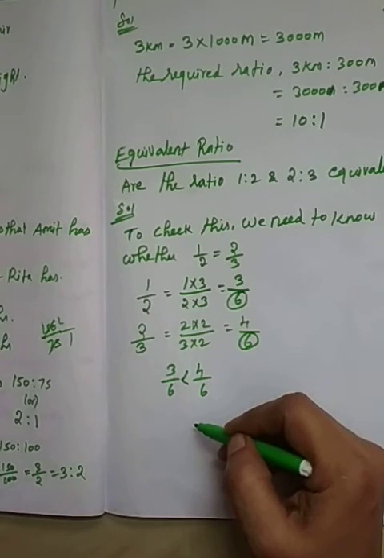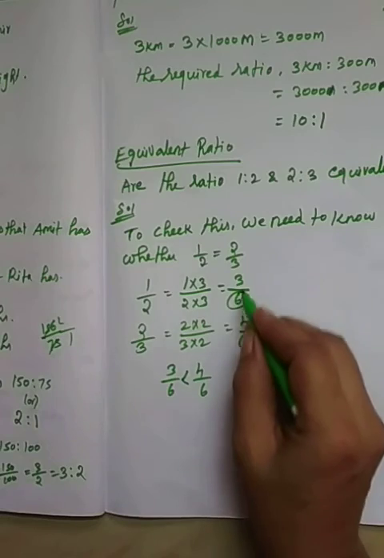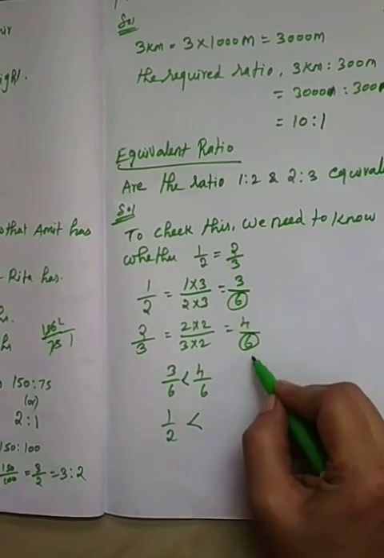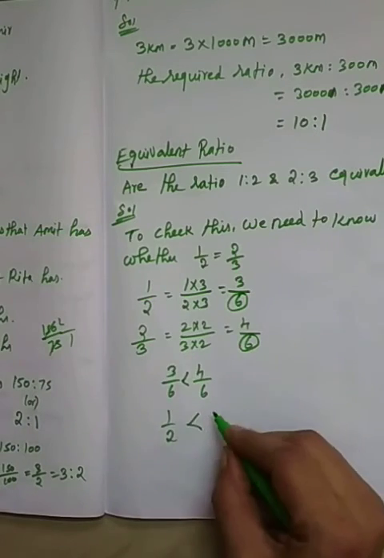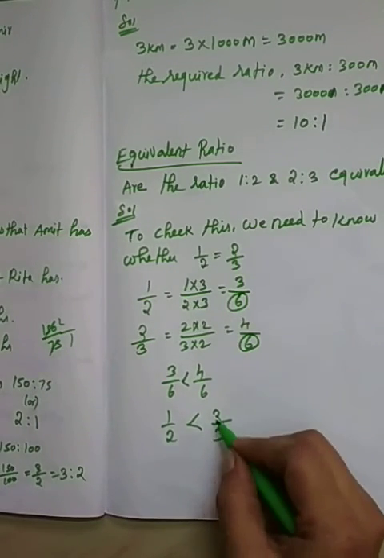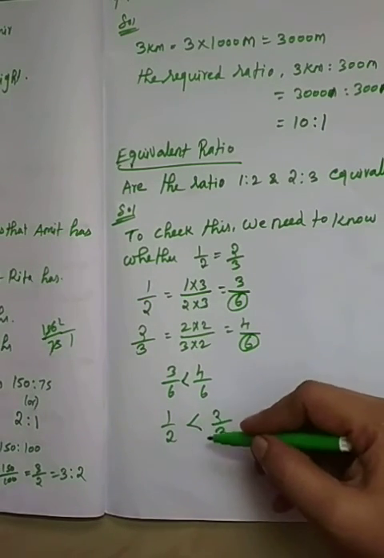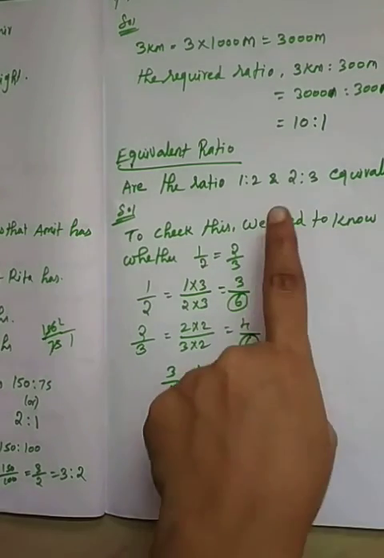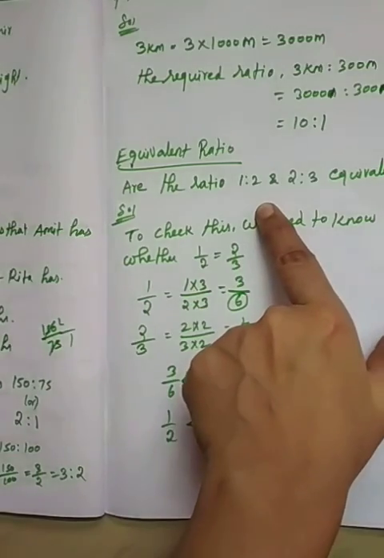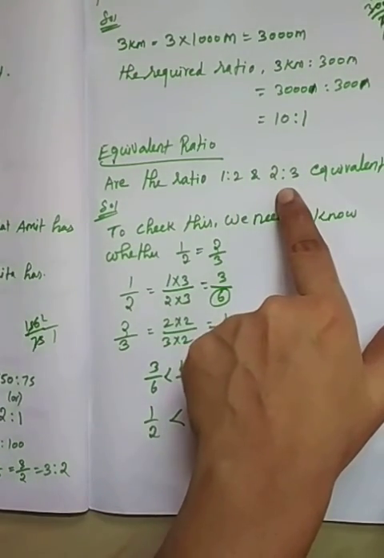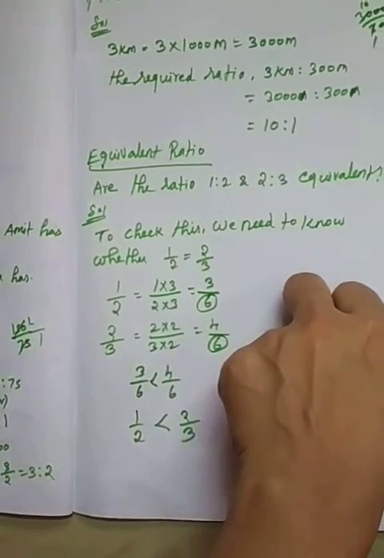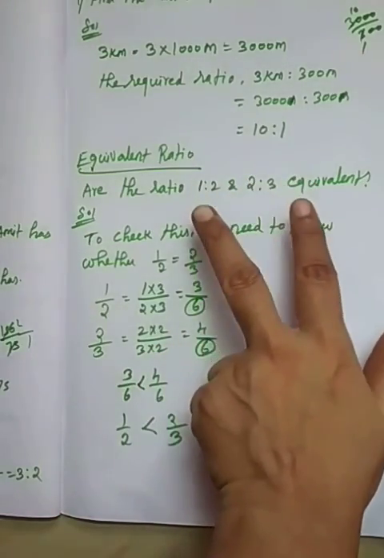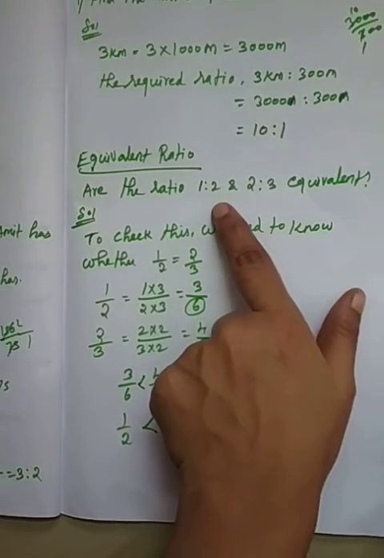Which means 3 by 6 is nothing but 1 by 2, which is less than 4 by 6, which is nothing but 2 by 3. So this one is not equal. Therefore the ratio 1 is to 2 is not equal to the ratio 2 is to 3. Everybody clear? See here, the both are different. First you have to change them, and that means not equal.